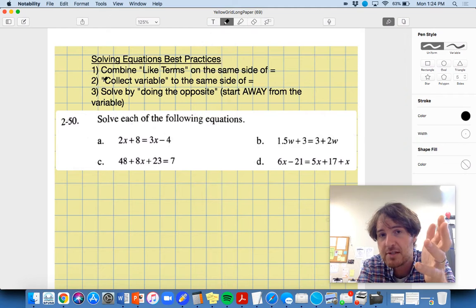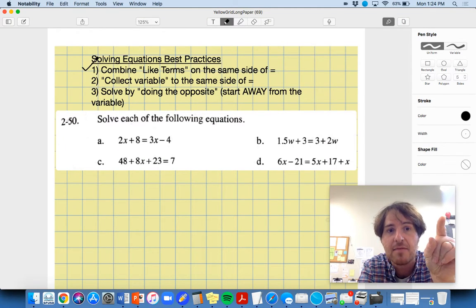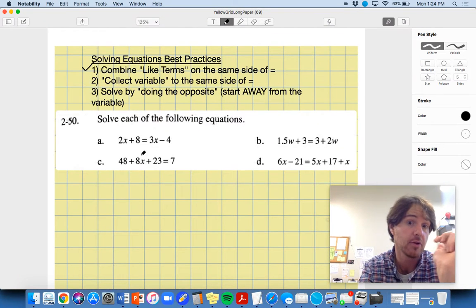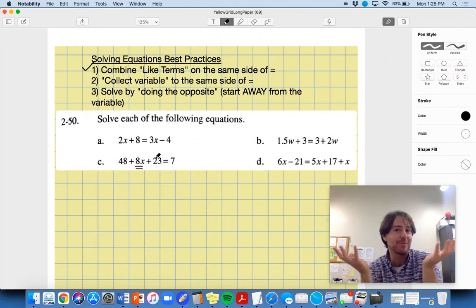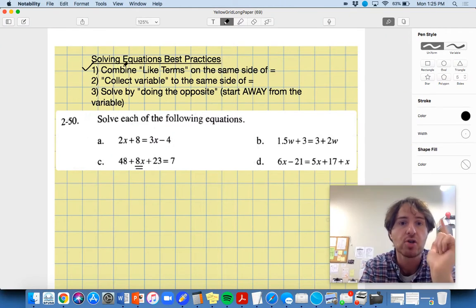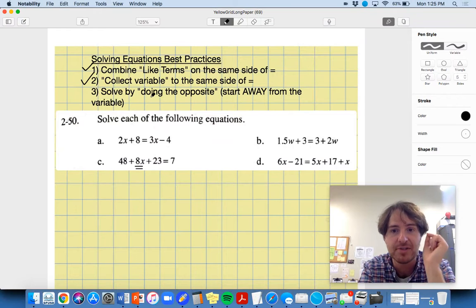Previously, in my previous solving videos, I would really just give you 2 tips, these bottom ones here. But I noticed that this top one has this other idea of combining like terms. The 48 and 23 can get added to one another because they are something called like terms. They're not an x term. This is an x term right here because I see 8x. So 8x is different than 48, different than 23, but 48 and 23, those are just numbers. I can add numbers together. That's good here, okay? So combine like terms, collecting variables on the same side of equals.